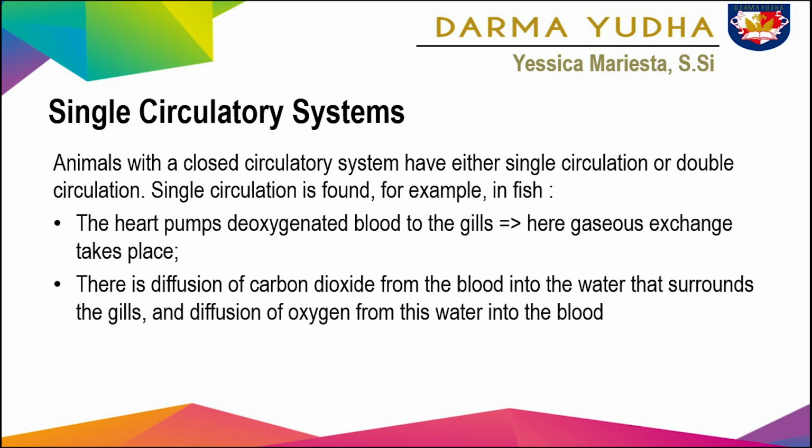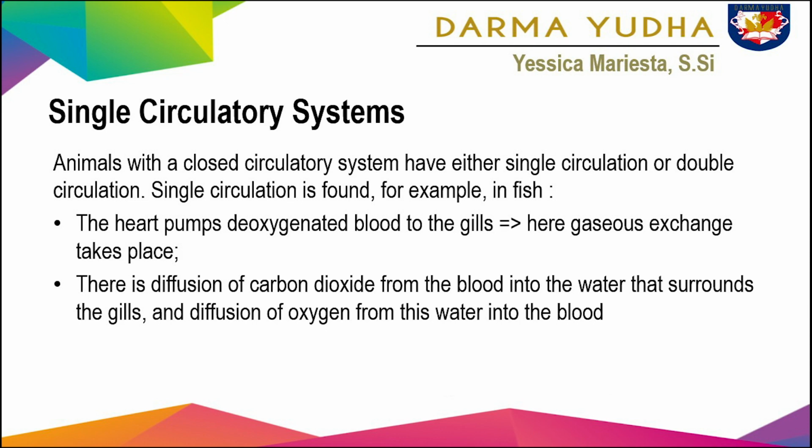So the first is the single circulatory system. Animals with a closed circulatory system. Okay, so what is a closed circulatory system? It means that the blood circulates in the vessels. So this is what we call a closed circulatory system. It can be either a single circulation or a double circulation. And a single circulation is found, for example, in the fish.